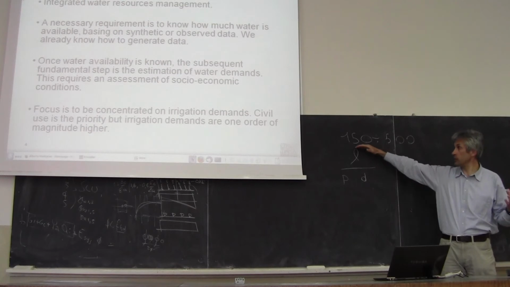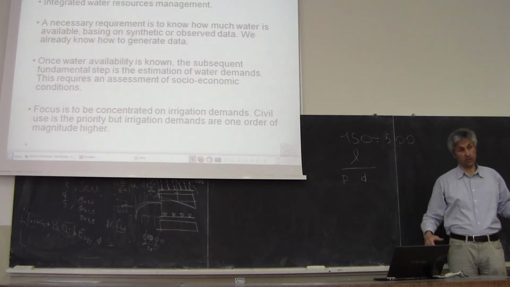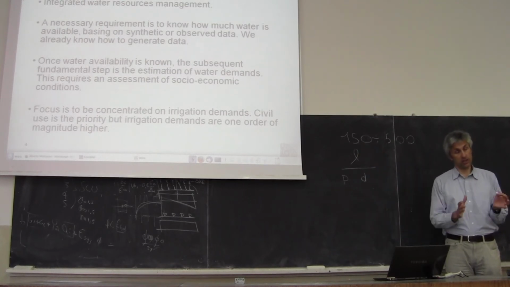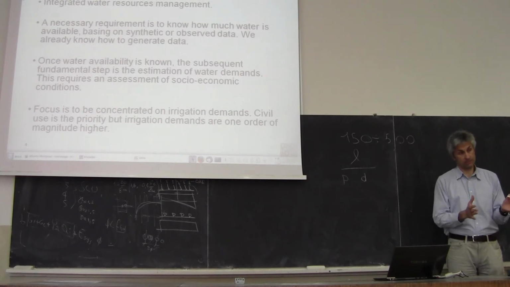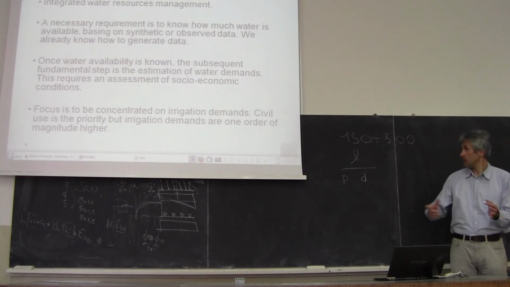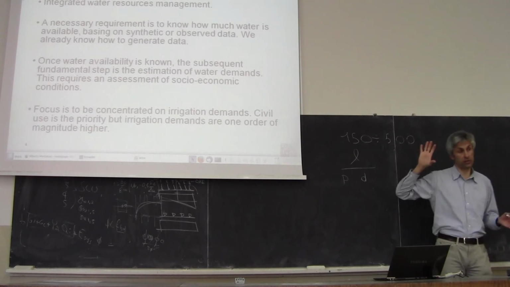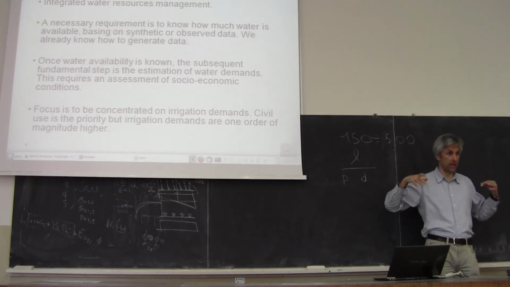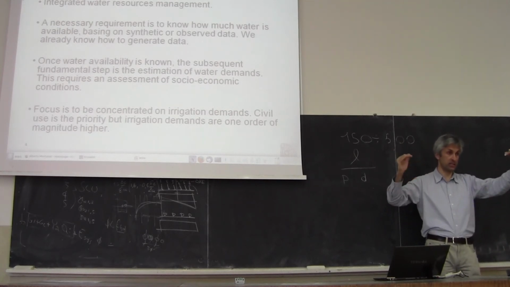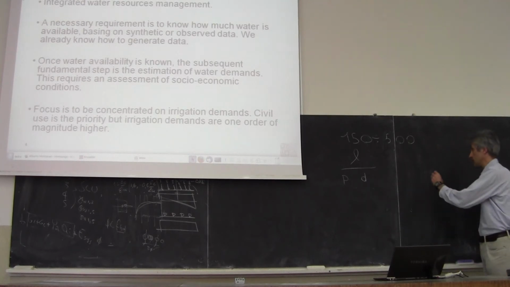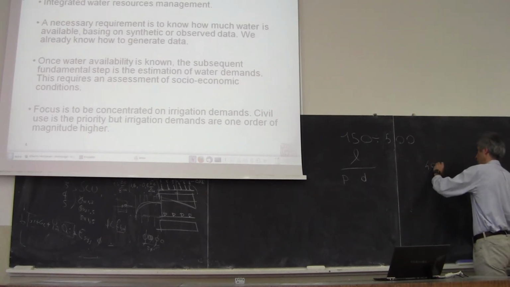The lower value refers to smaller settlements, small towns. The upper value refers to towns of increasing size. Bologna is about 400 liters per person per day.